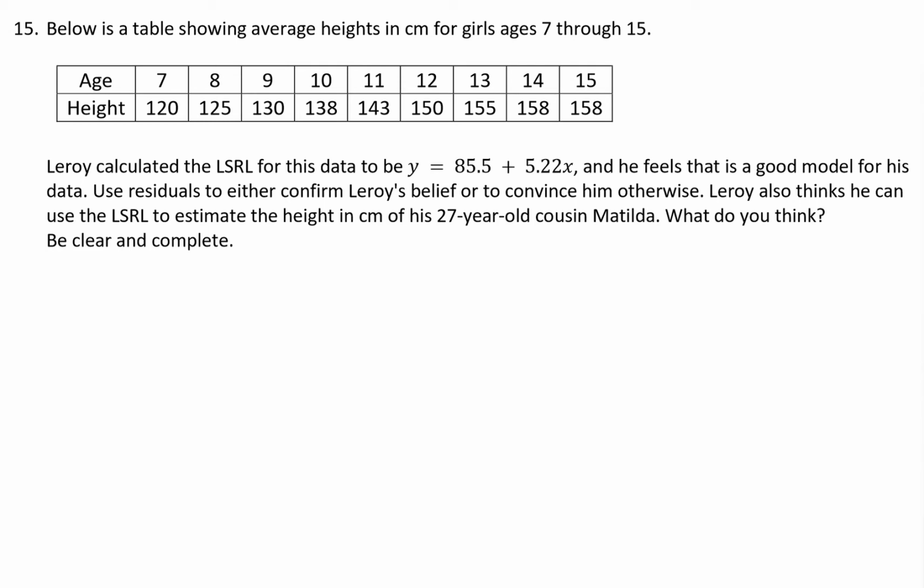Below is a table showing average heights in centimeters for girls ages 7 through 14. So one of the things I didn't catch when I first read this is it does say that these are average heights. So this to me implies that there could be a lot of sampling that happens to create this 120 for a 7-year-old girl, for example.